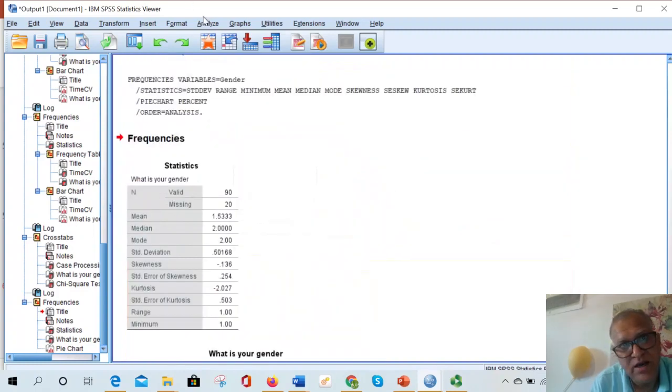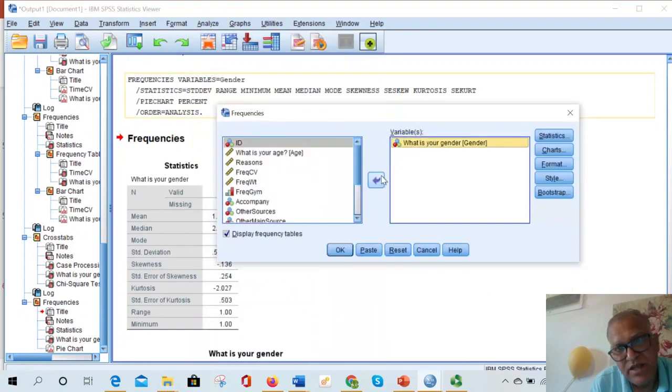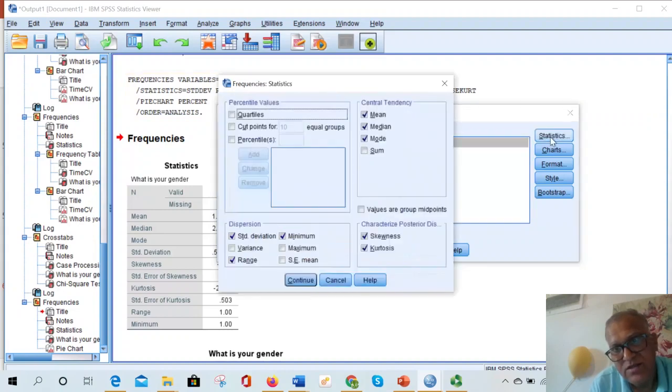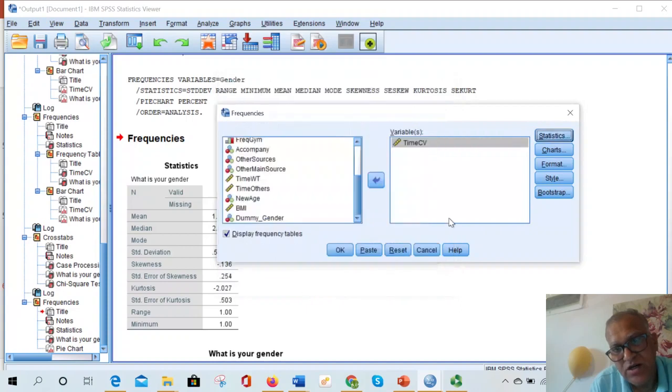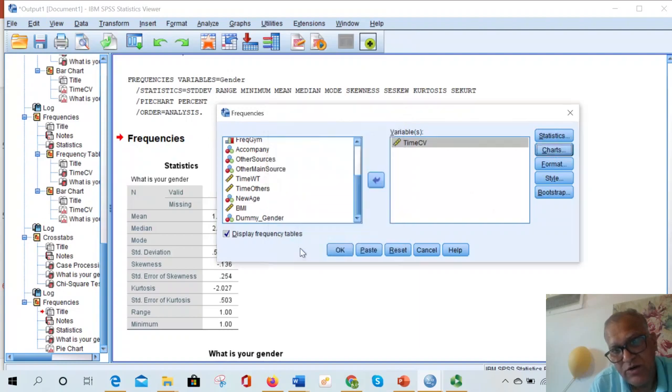You do this again: analyze, this time descriptive frequencies, change the variables. Say the frequency of going to the cardiovascular machine, or let's say the time spent, and all the things. Statistics are there, charts are there. Let's change the chart this time. Let's say histogram, and show normal curve, continue.